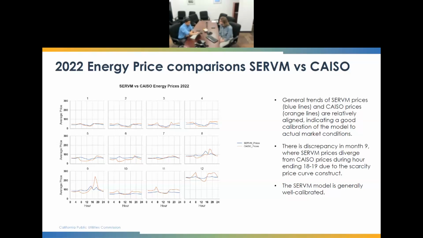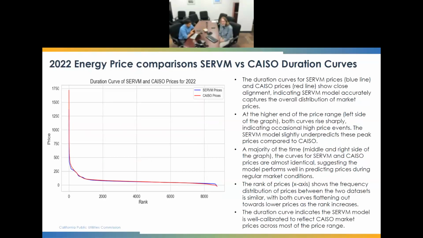Next slide, please. Here is another QC, or rather another chart, to show that the model is well calibrated. This is what we call a duration curve.